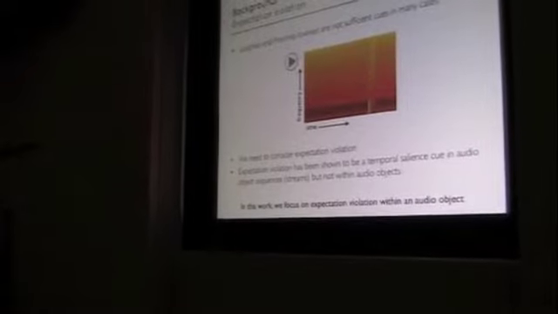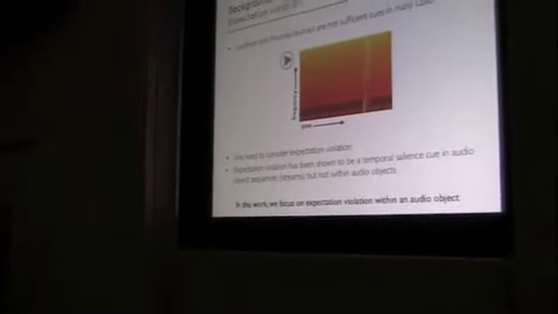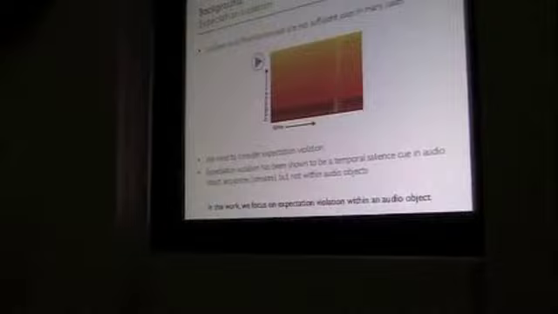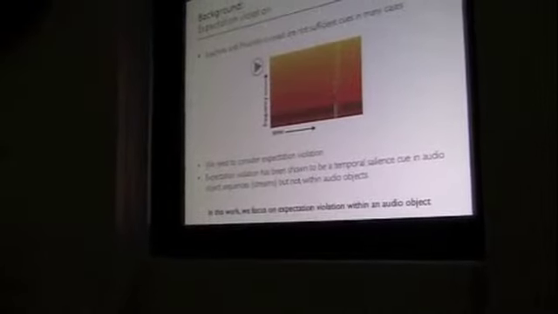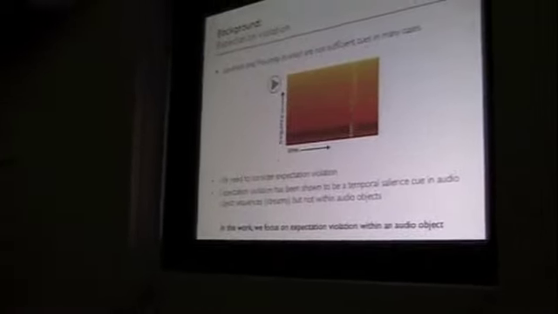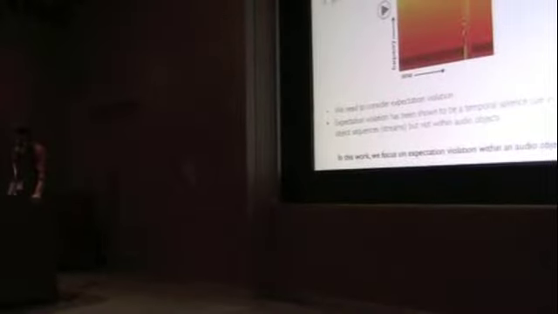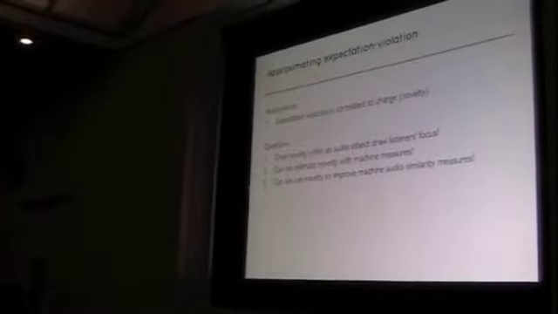Expectation violation is shown to be a cue for temporal salience in audio object sequences. However, it has not necessarily been shown to be a cue within audio objects. In this work, we are focusing on expectation violation within an audio object. We want to approximate expectation violation and therefore have a cue for temporal salience. That is the goal of what we want to do.